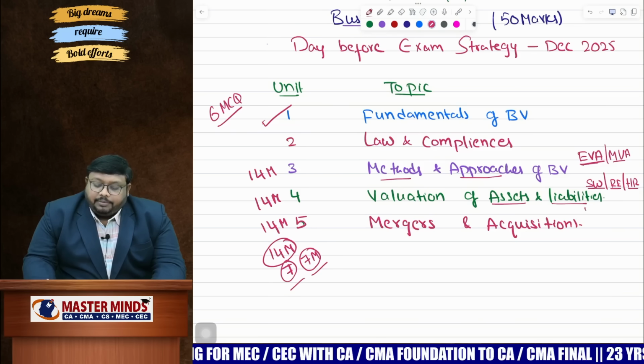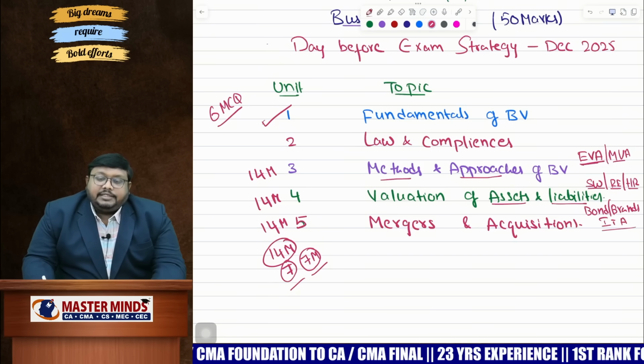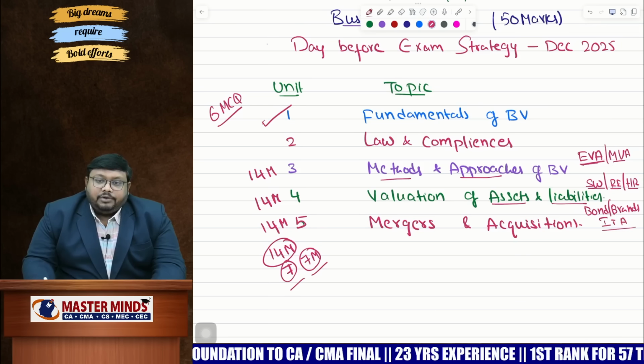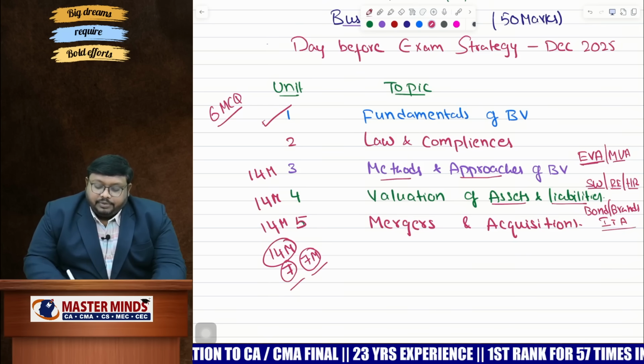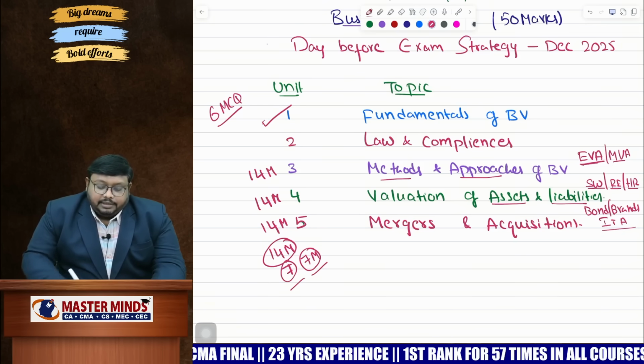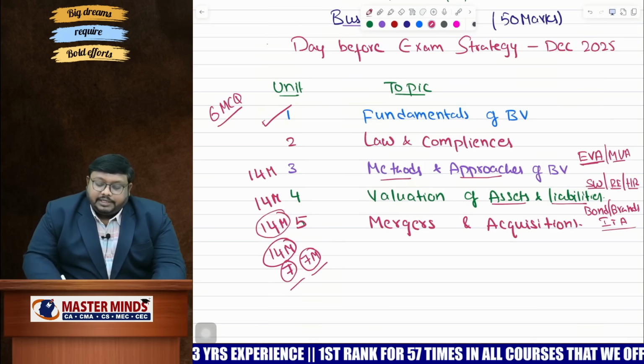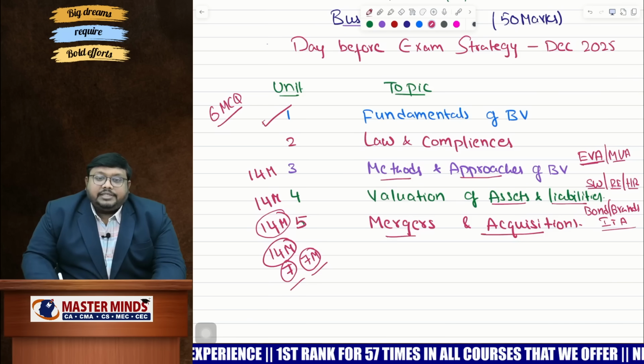They will ask you from bond valuation and brand valuation, like intangible assets valuation. Under intangible asset valuation, the valuation of goodwill is the most important in this aspect. While coming to mergers and acquisitions, we can expect these two 7 marks along with one more 7 marks. We can expect more probability from mergers and acquisitions.